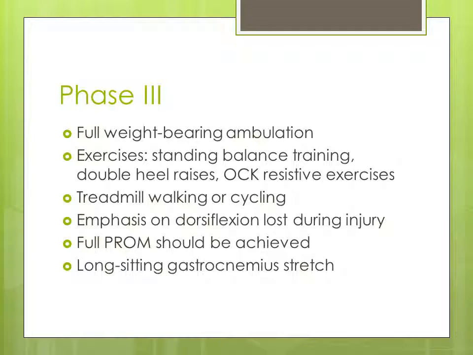By Phase 3, the patient is full weight bearing during ambulation. Exercises in this phase include standing balance training, standing double heel raises, and open kinetic chain resistive exercises. Treadmill walking can be added here, as well as cycling for controlled ankle range of motion. Range of motion emphasis is still on dorsiflexion due to the fact that this range of motion is most lost during an acute lateral ankle sprain. At this point, full passive range of motion should be achieved. Long-sitting gastrocnemius stretches can also be added to promote ankle dorsiflexion, which enables a normal gait pattern.